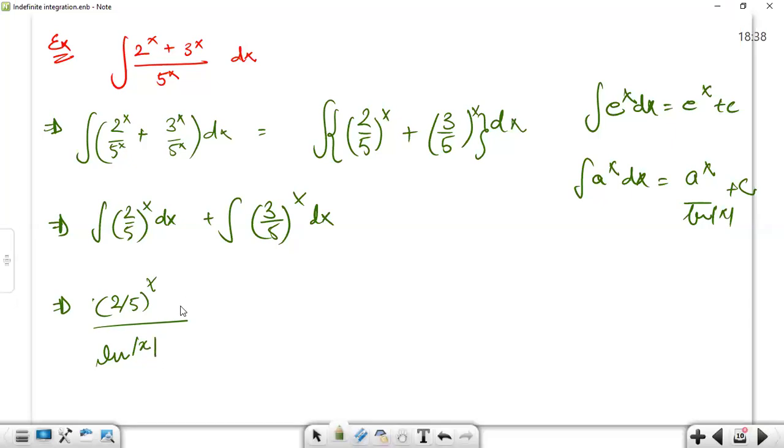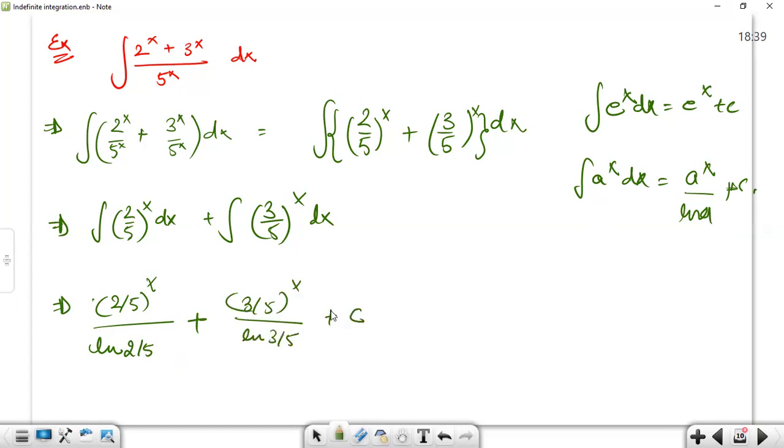x. Logarithm of x or a? I guess a. No, I know. I don't guess. I'm sure it's a. Logarithm of a. So here also, (2/5) raised to x over ln (2/5), plus (3/5) raised to x over ln (3/5), plus some constant will be there.